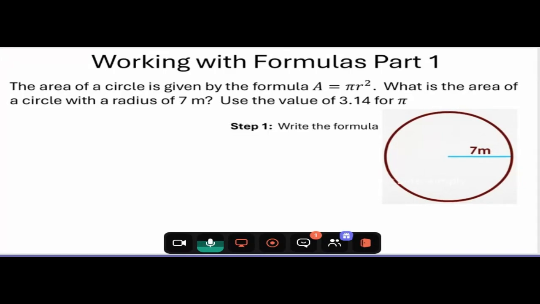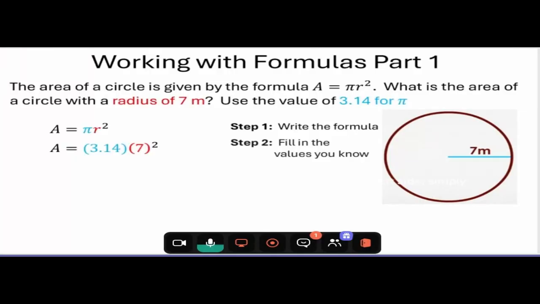So step 1, write the formula. A equals pi r squared. Step 2, fill in all the values we know. Well, we know what we're going to use for pi, and we know what the radius is. The radius is 7. So in blue, I replaced pi with 3.14. In red, I replaced the r with 7.